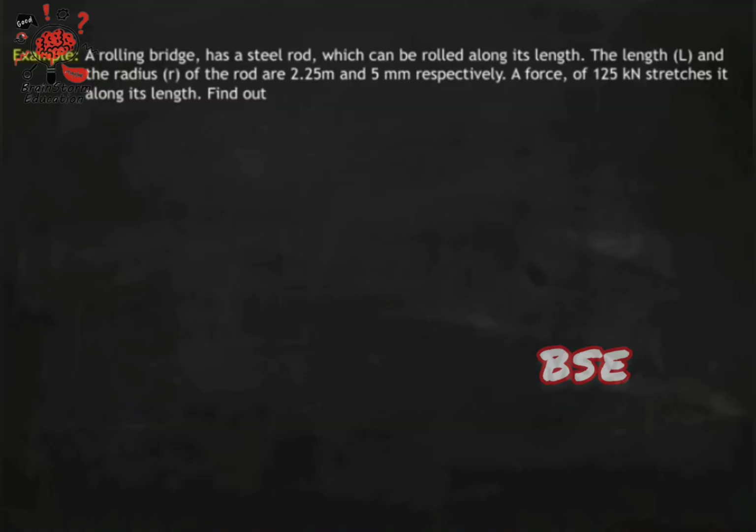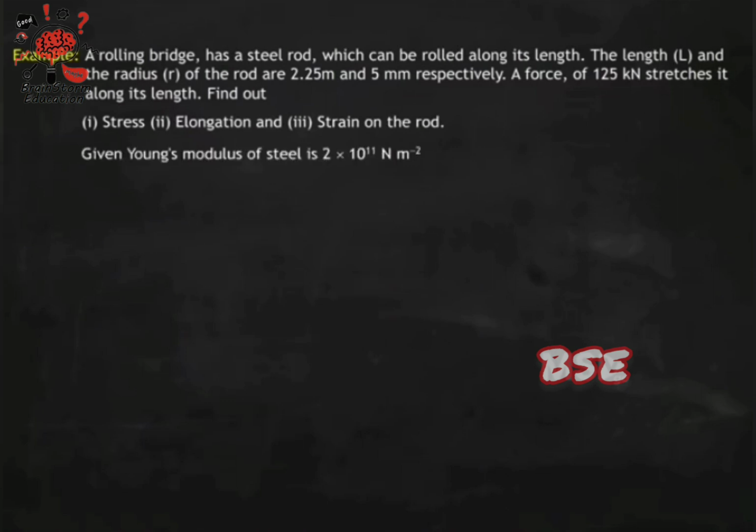The length L and the radius R of the rod are 2.25 meters and 5 millimeters respectively. A force of 125 kilonewtons stretches it along its length. Find out the stress, elongation, and strain on the rod. Given Young's modulus of steel is 2 into 10 raised to 11 newtons per square meter.